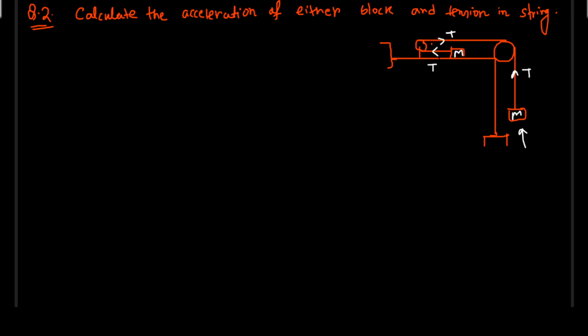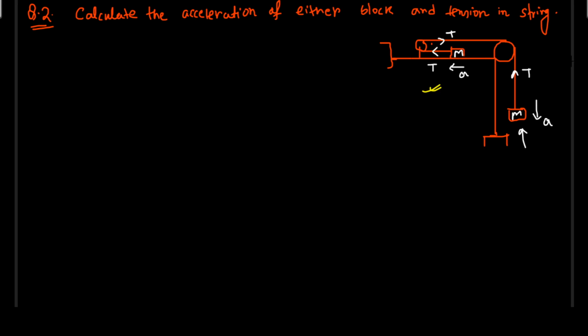So you can see the tensional forces are the same, so the acceleration must be the same. If we take the acceleration of capital M in this direction as A, then obviously for this mass also the acceleration will be in this direction, A. So now let me again draw the FBD of two masses. For the horizontal mass, the mass which is on the horizontal table, that is capital M. So let me take this mass first.